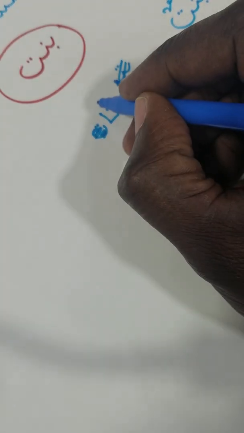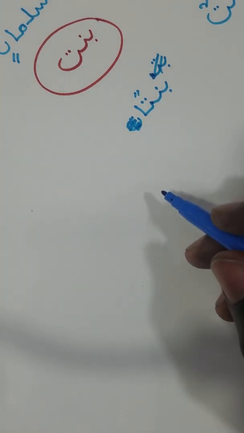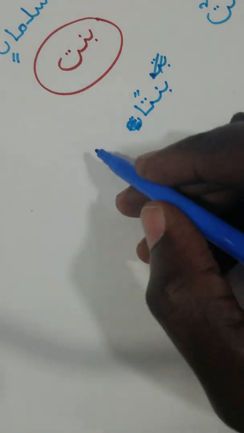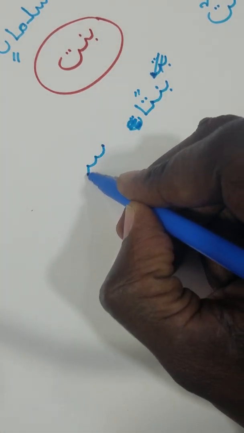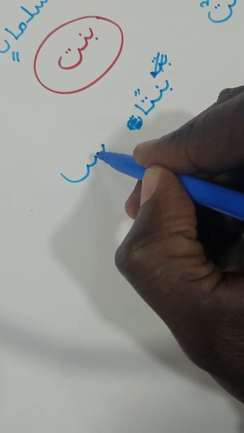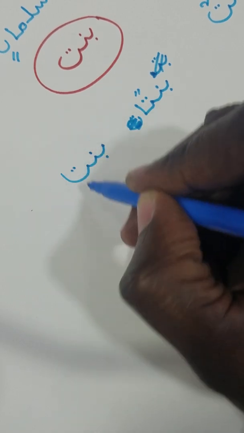Something like this. Bintan. I wonder how it was drifting. I was drifting back to... Okay, then the third case is going to be case 3. Bintin.